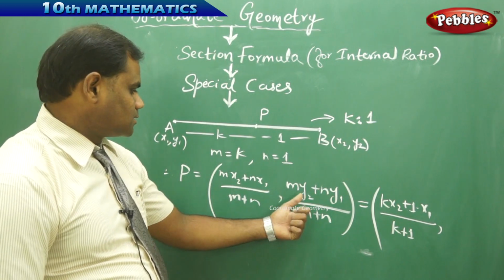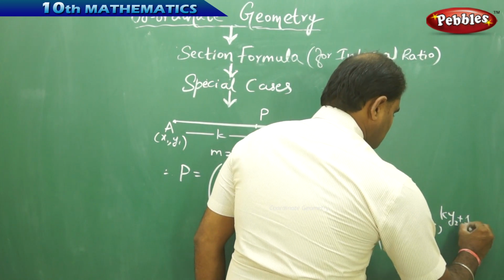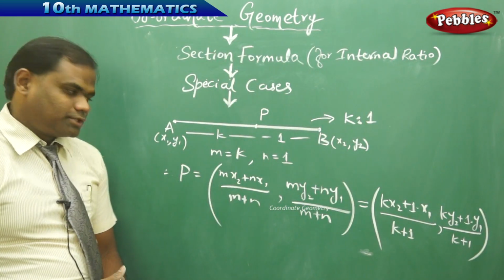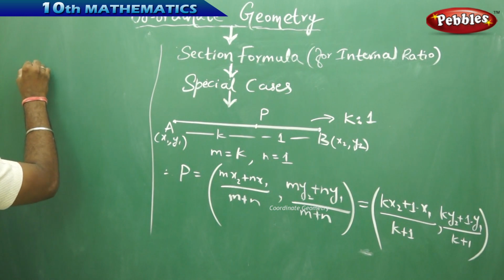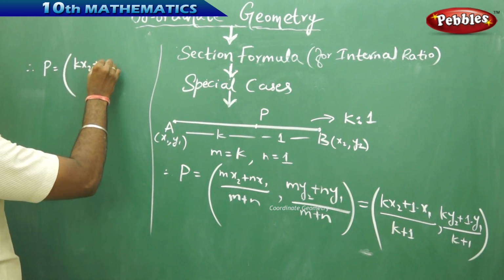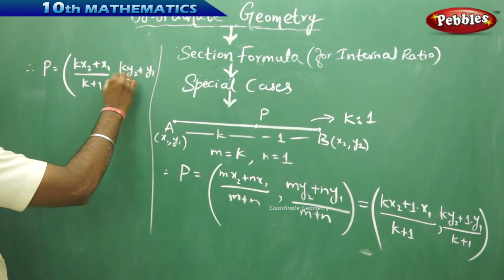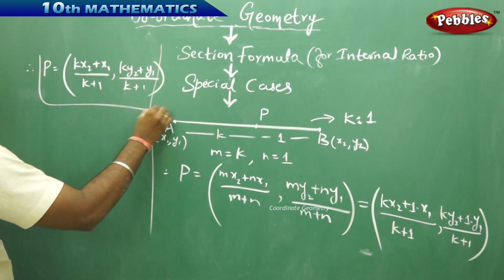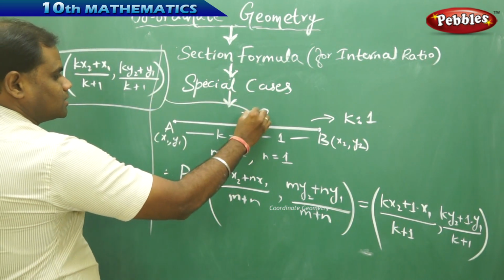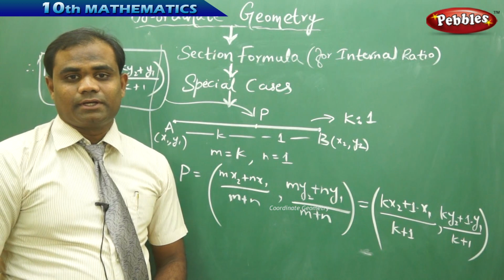Similarly, my y coordinate would reduce to ky2 plus 1 times y1 over k plus 1, which on further simplification gives me the formula (kx2 + x1)/(k + 1), (ky2 + y1)/(k + 1) as the coordinates of the point which divides AB internally in the ratio k:1. This is how we understand this as a special case.